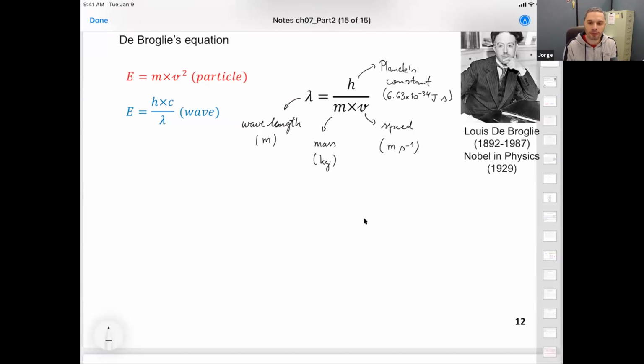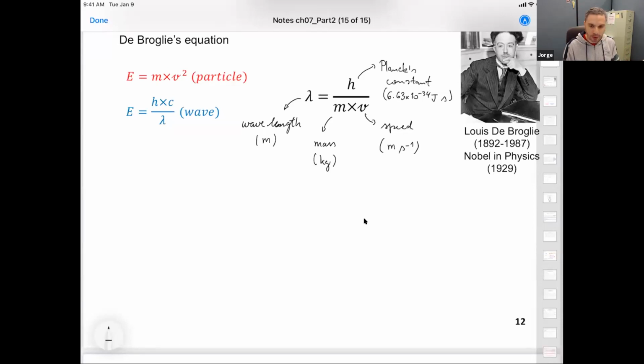So this equation correlates the wave-particle duality. Any particle with a mass and a speed will also have a wave behavior. And the wavelength associated with the movement of this particle is given by the de Broglie equation.